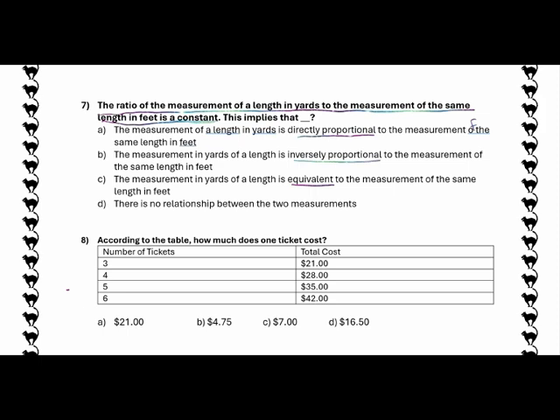Well, there actually is a relationship, because I know that 3 feet equals 1 yard. So there is a relationship, so I can cut that off. Well, yards is not equal to the number of feet. So it's saying that 1 yard is equal to 1 foot. That's not true. We also didn't do anything with inversely proportional, so that doesn't make sense. So just following the process of elimination, it's directly proportional to one another. For every 1 yard, there's 3 feet, no matter what. So that is what the answer is, A.